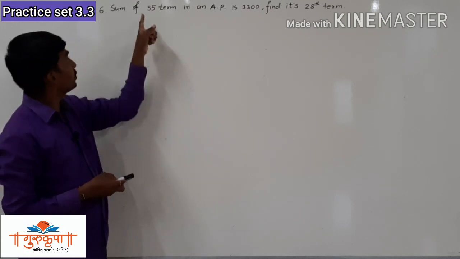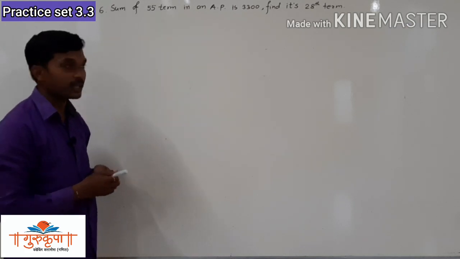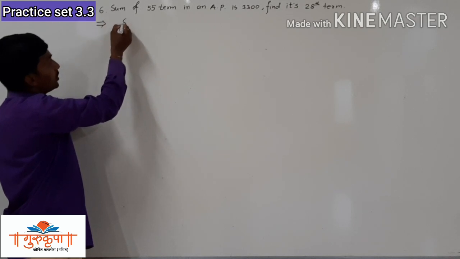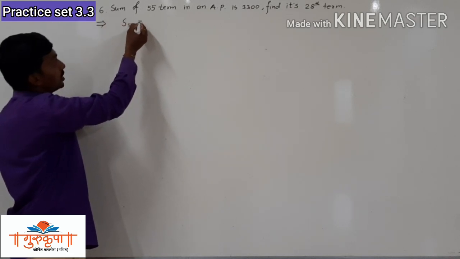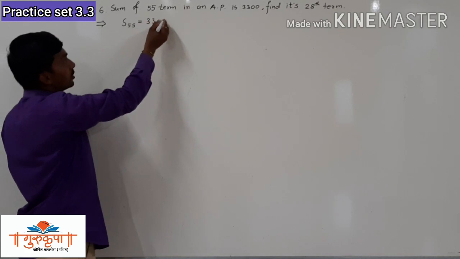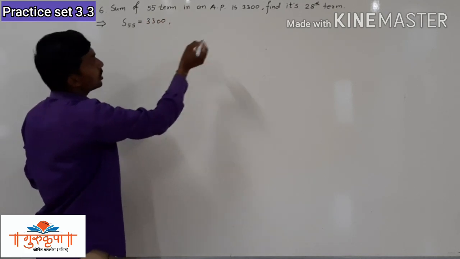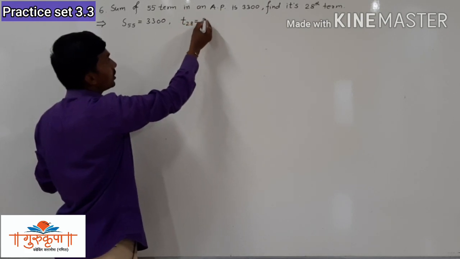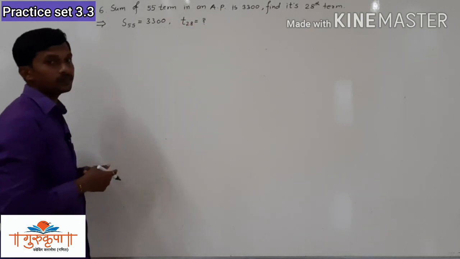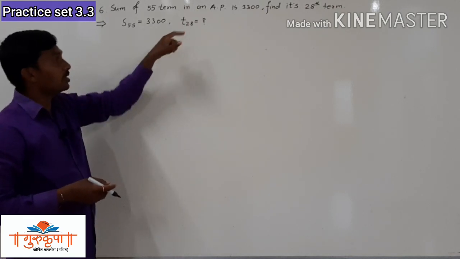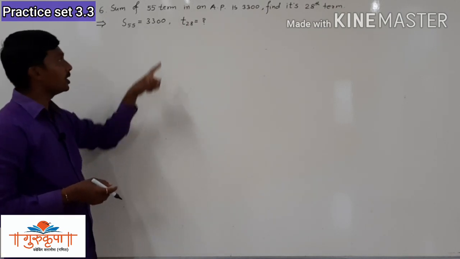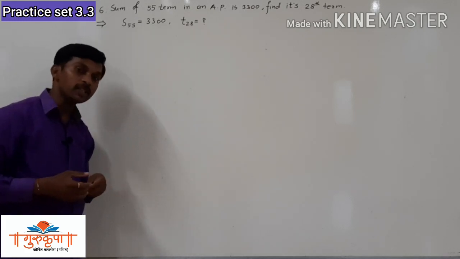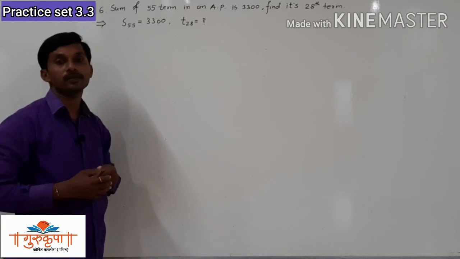So the information which we have available, we will write first. We have S55 is equal to 3300. That is the given information, and we have to find T28, that is the 28th term. Since we have to find the 28th term, we will use the general formula first. Here it is not necessary to find the values of a and d separately.